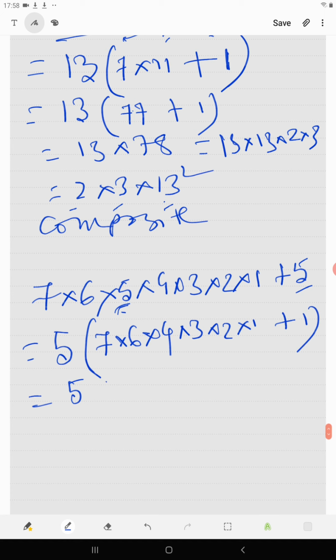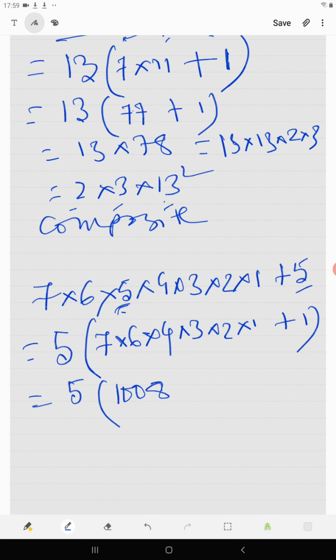So this can be written as, 1 into 2 is 2, 2 into 3 is 6, 6 into 4 is 24, 24 into 6 is 144, and 144 into 7. 144 into 7: 100 into 7 is 700, 40 into 7 is 280, 4 into 7 is 28, so it will be 1008. So I added all, I got 1008.